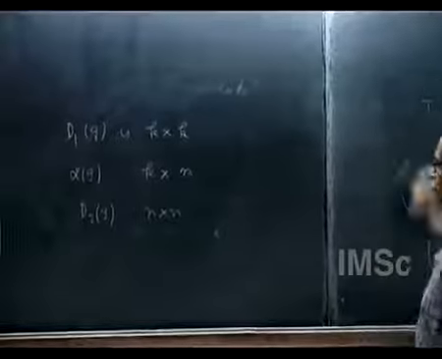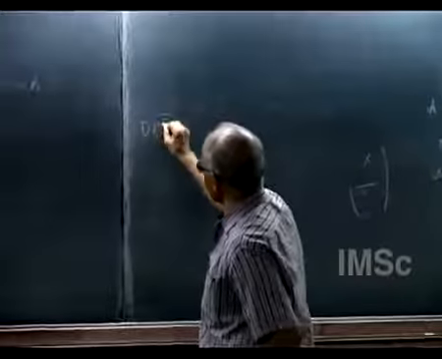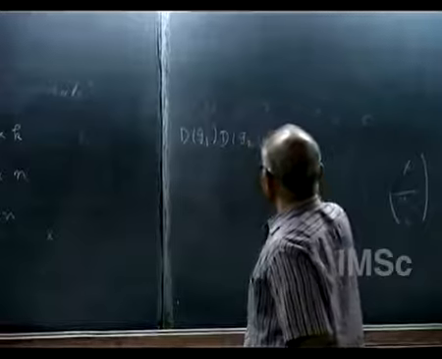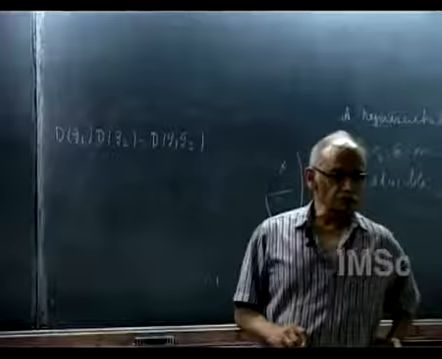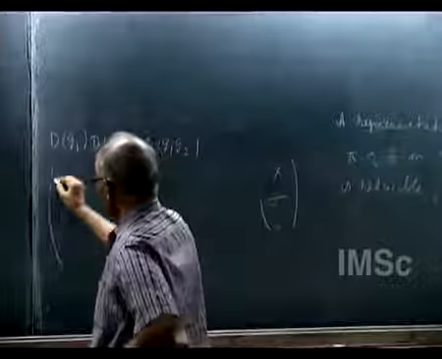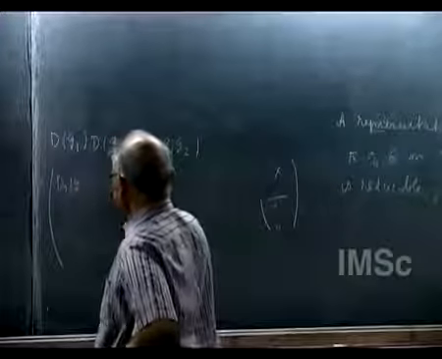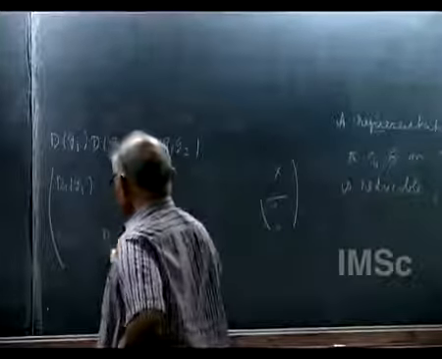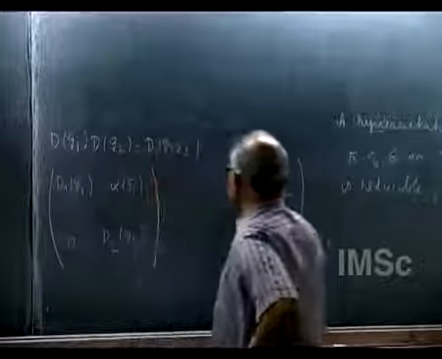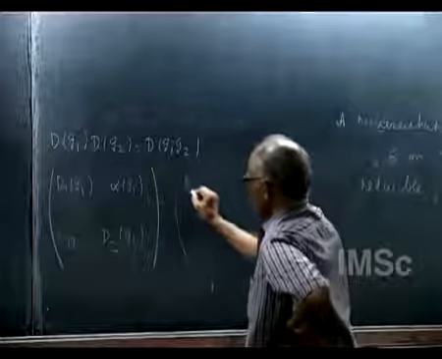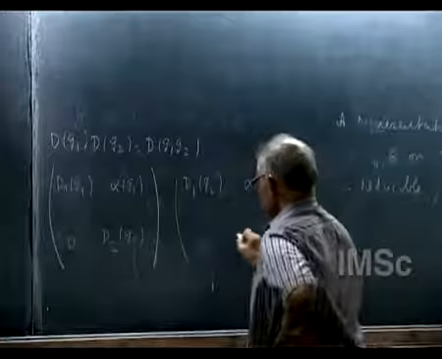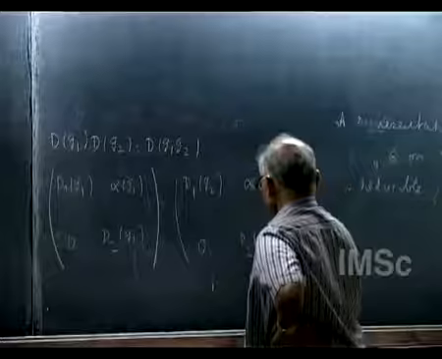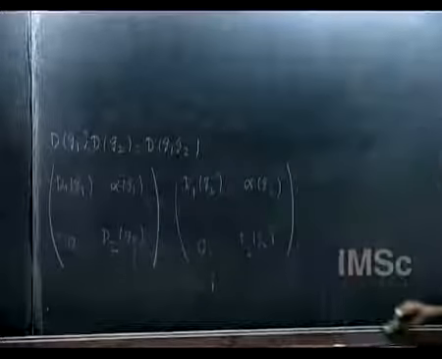Now, let us see what happens if I apply d1 of g. This cannot be completely free, because if I take D of g1, D of g2, it is D of g1 g2. So that puts some conditions on this d1 and d2. Let us see what it is. You get d1 of g1, alpha of g1, 0, d2 of g1, then I multiply this by d1 of g2, alpha of g2, 0, then here d2 of g2. Let me work it out.